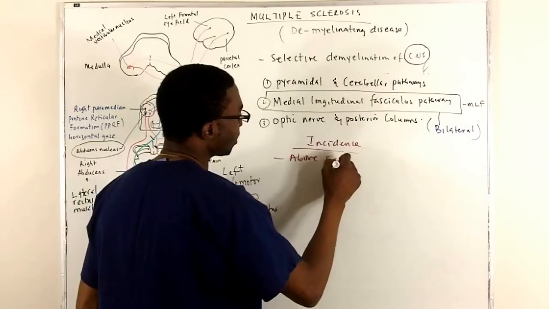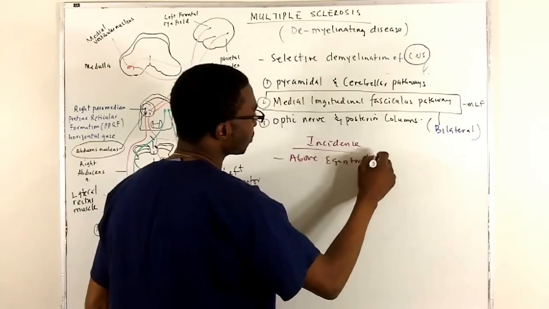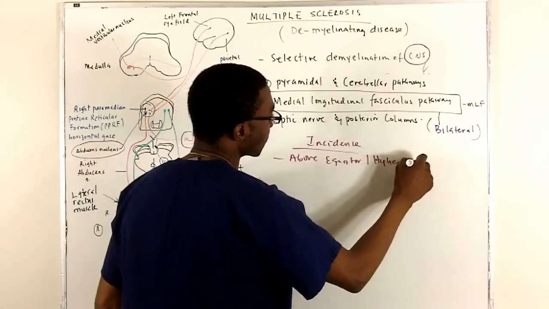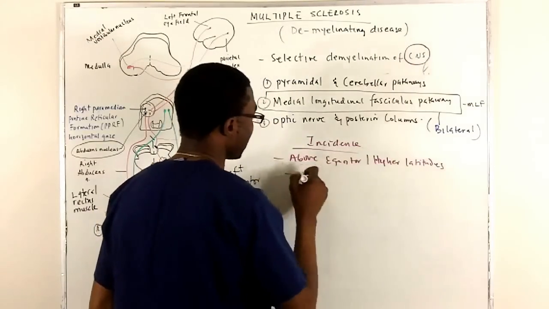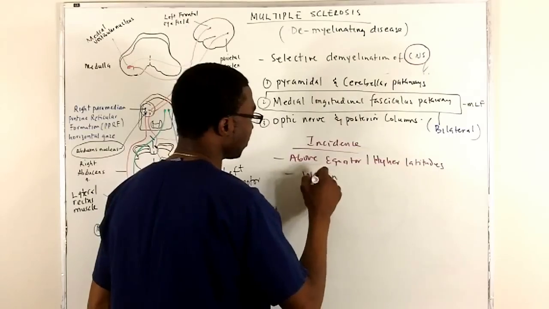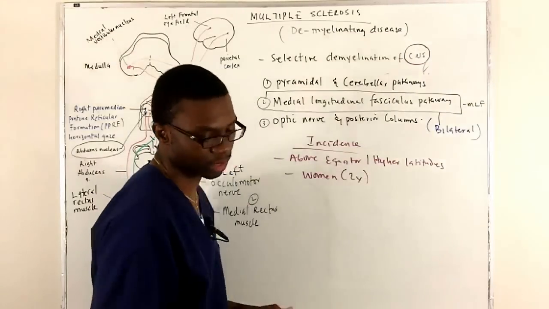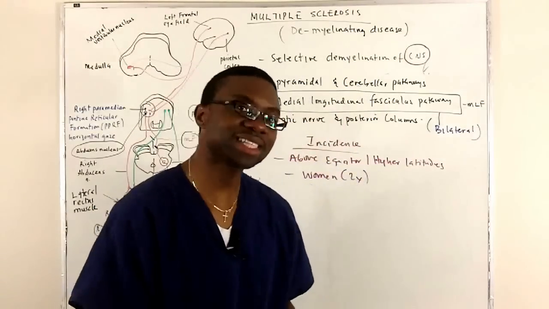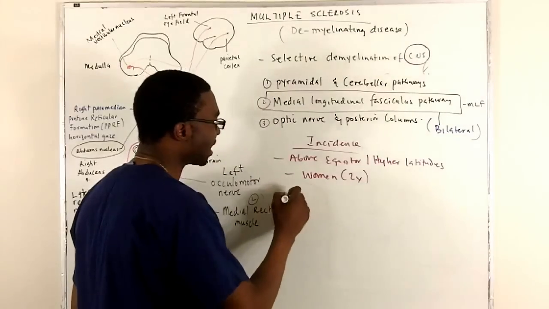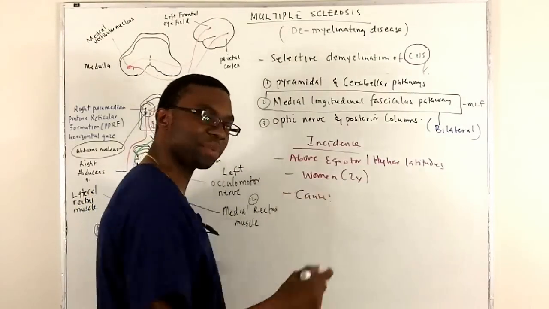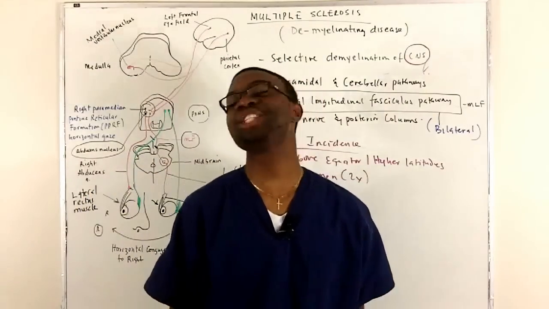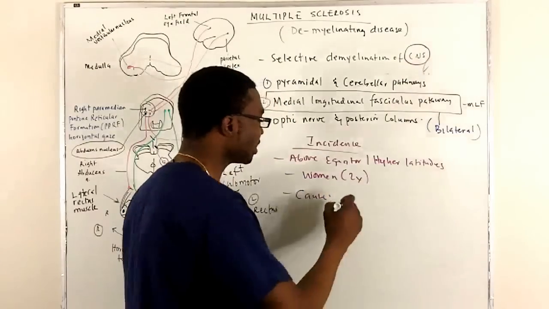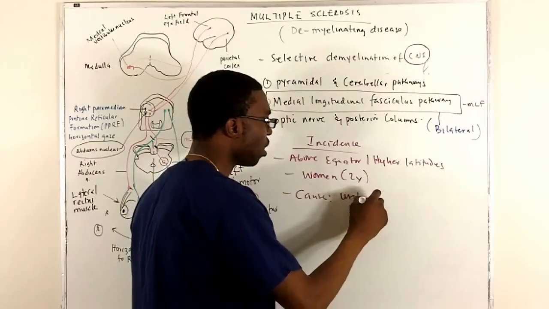Above the equator, at higher latitudes, and women are by far two to three times more likely to develop MS than men. What causes MS? What's causing this demyelination? Wouldn't it be nice if I knew the answer? I don't know. The cause is unknown.